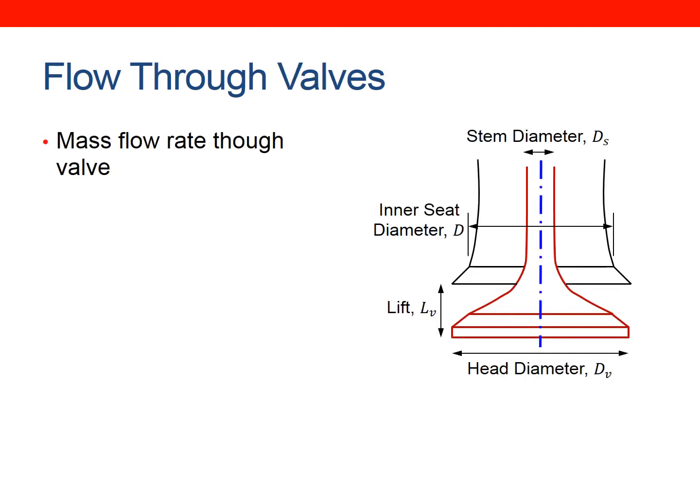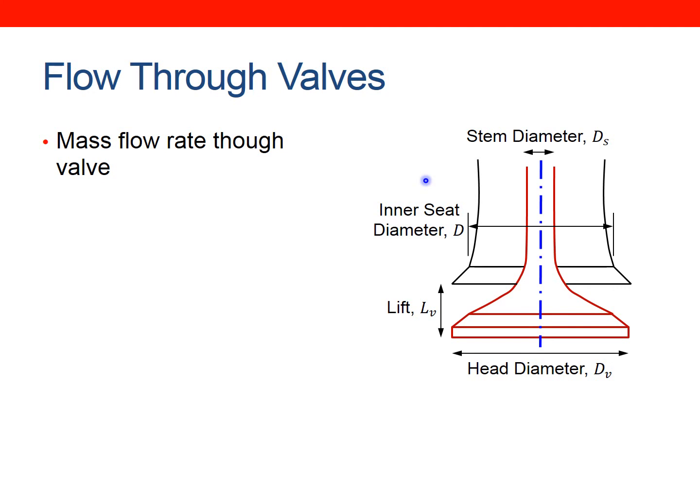Okay, so moving away from the volumetric efficiency, we're now going to look at the flow through valves. So I've got a valve over here. This is the intake runner. The valve is in the middle. You can see it's lifted off some lift LV. It has a head diameter of the valve, an inner seat diameter, and also a stem diameter.